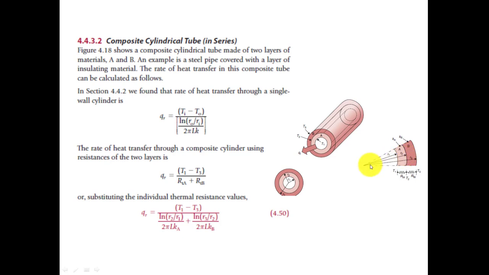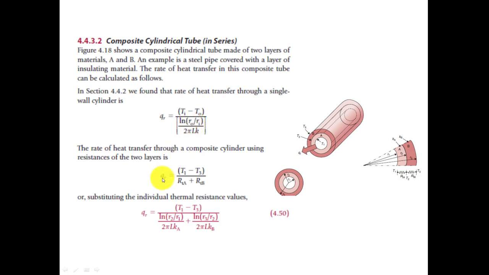If we talk about layer B, the inner radius is R2 and the outer radius is R3. It has been provided that the thermal conductivity of layer A is KA and the thermal conductivity of layer B is KB. So we have derived these equations. Qr is equal to Ti minus To divided by natural logarithm of Ro upon Ri over 2 pi L k. This value represents the thermal resistance.